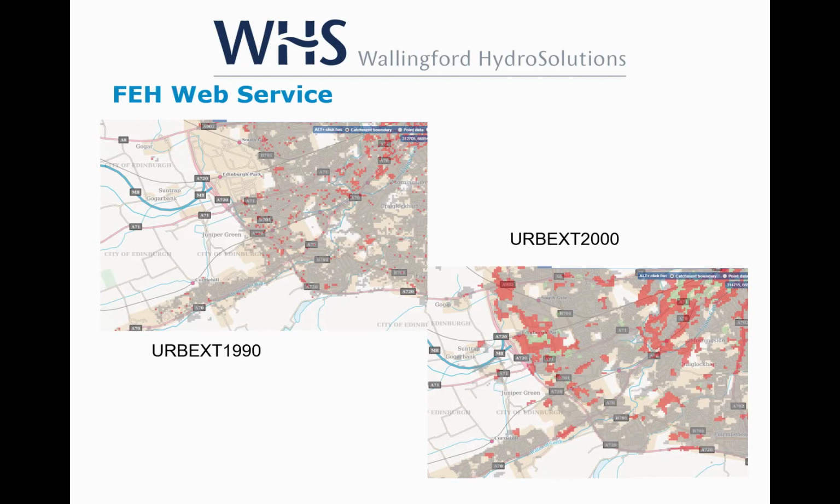Here I've got an example of the URBEXT1990 and URBEXT2000 in Edinburgh. As I've said previously, you can't compare the two because they're both based on different land cover maps and they use different methods for estimating the index. What we can see from here is that there are some sections of development that were not present in URBEXT1990 that are now present. And bringing these maps up can also show where we've got development post-2000, which may or may not be important when we're trying to model a catchment.